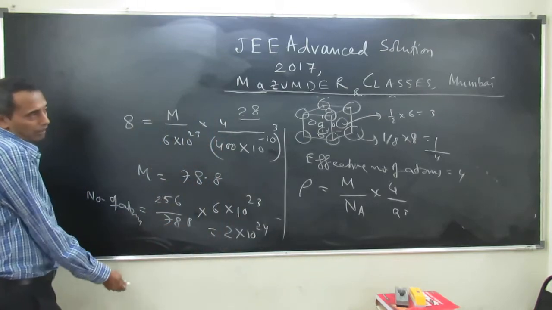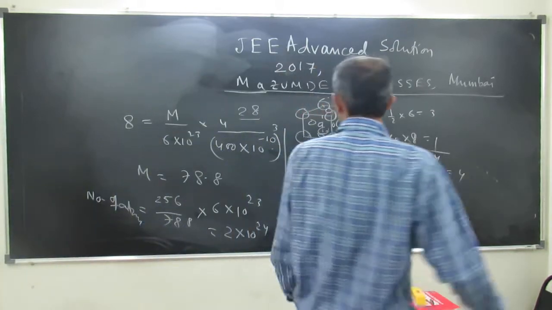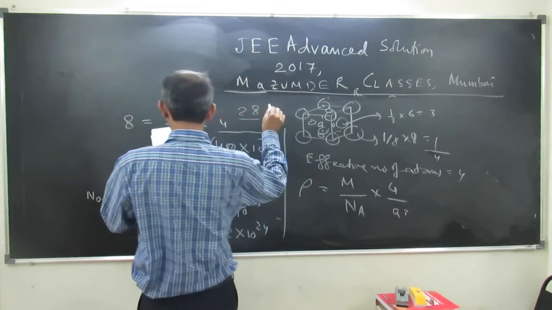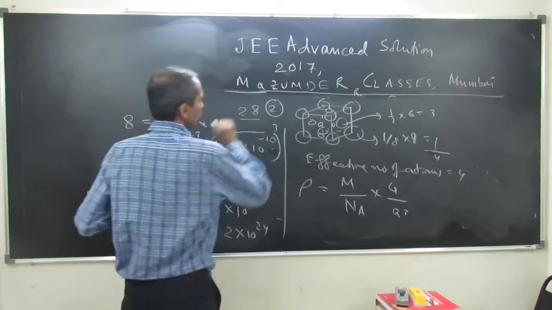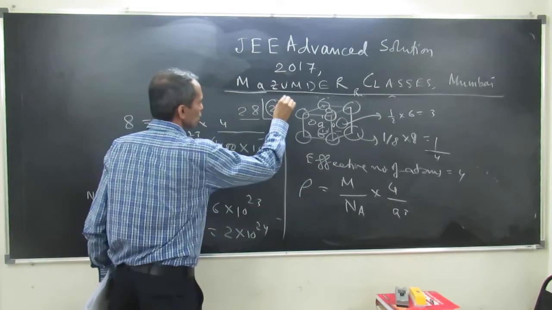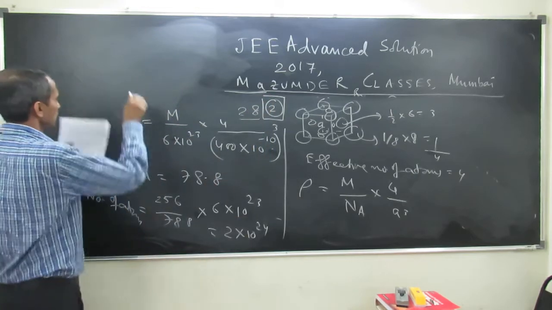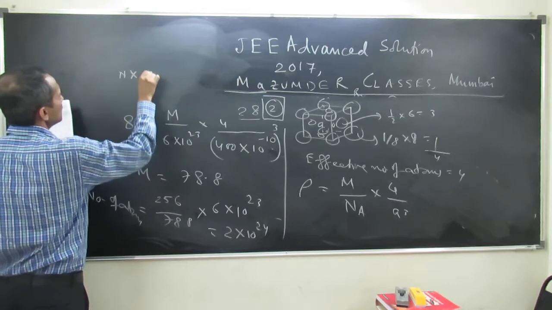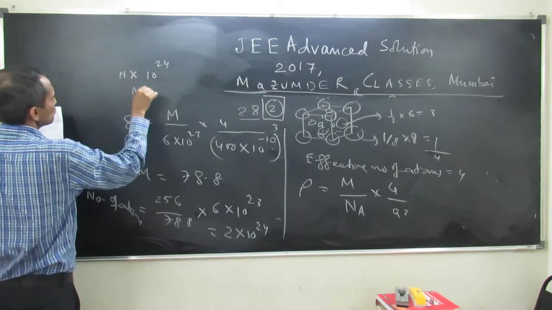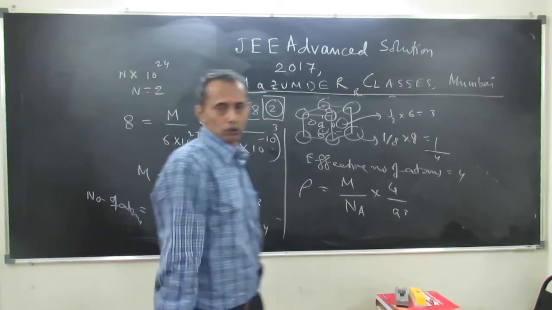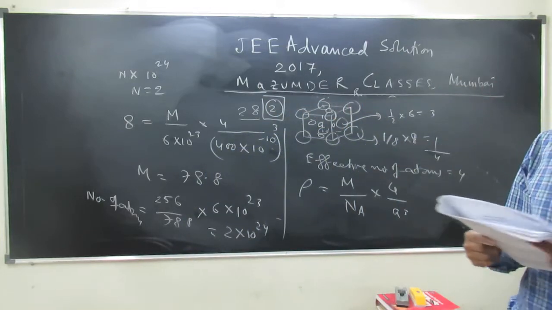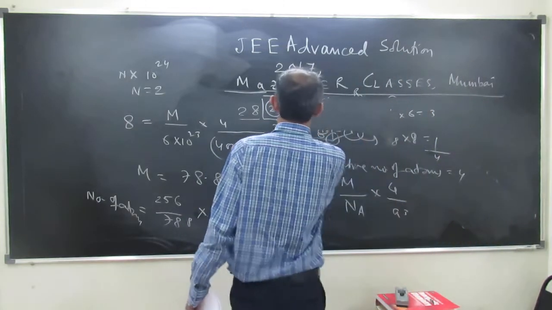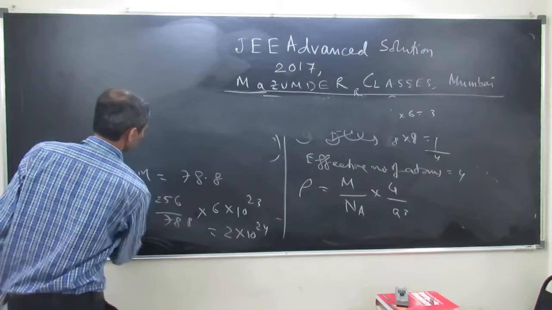You calculate it and check it out. This is a very simple question. So the answer to 28 is 2. They are saying n into 10 to the power 24, that means over here n is 2. This is the answer. Next, question number 29. That is also a very simple question, I tell you. It is not a difficult question.